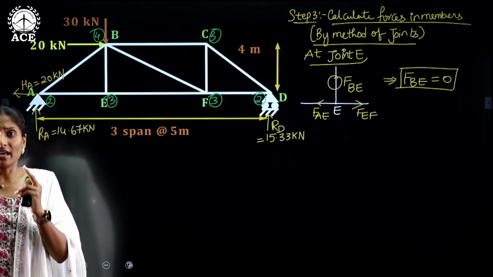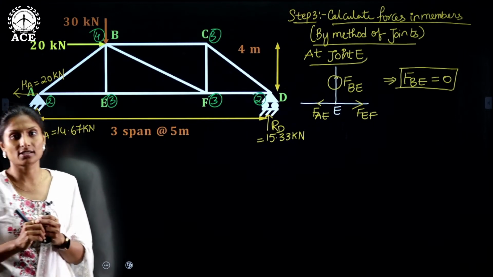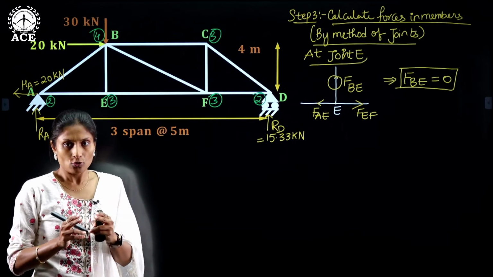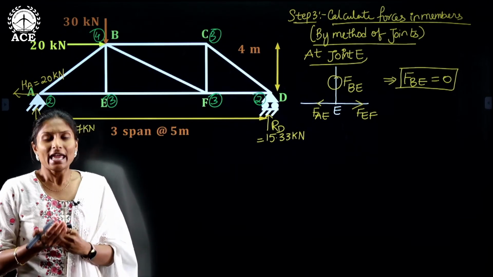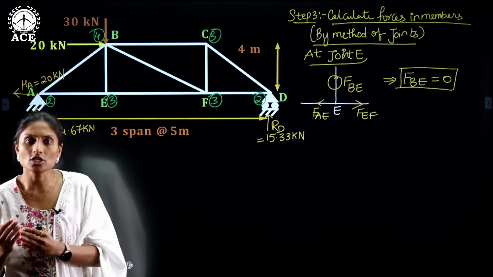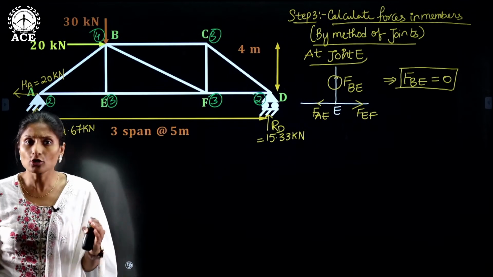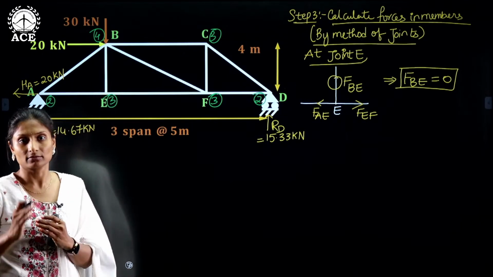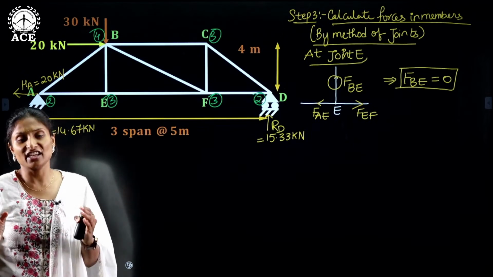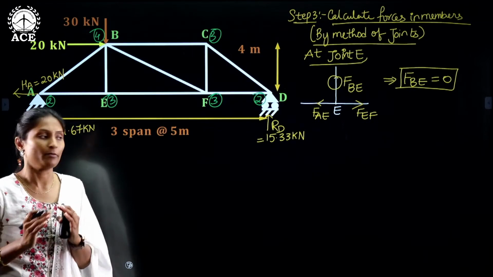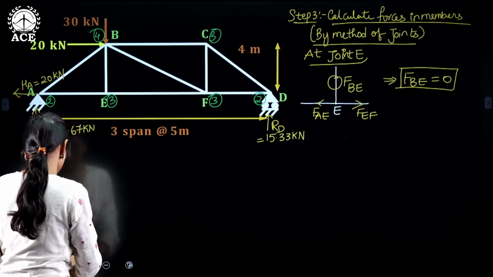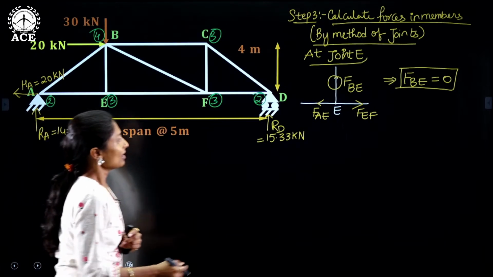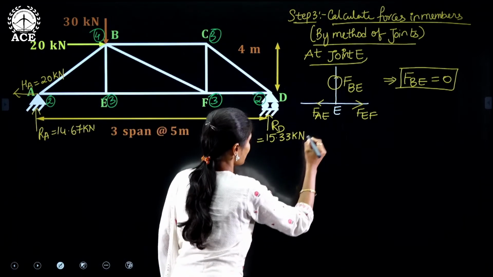That is, they have 2 unknowns. So we can consider either joint A or joint D. There is no rule that you have to start the problem with only joint A. You can consider any joint out of A and D. So now I am considering joint A.